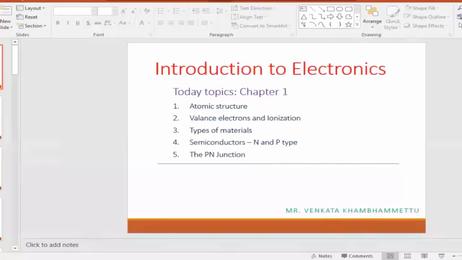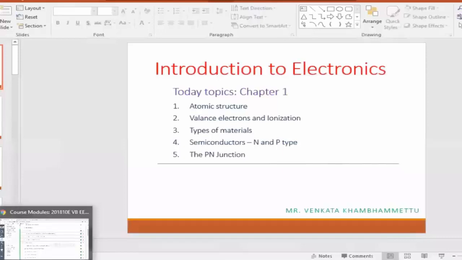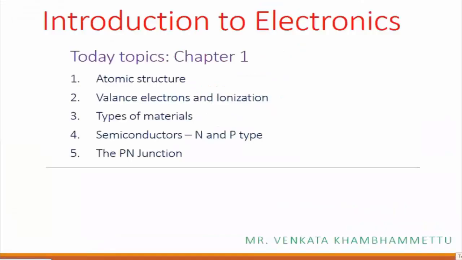So this is the outline for today. If we have more time, then we're going to talk about, this is pretty much chapter 1, if I remember correctly. But if we have enough time, maybe we're going to start on chapter 2, if not next class. So this will introduce you to semiconductors.